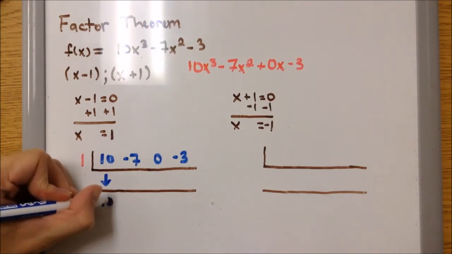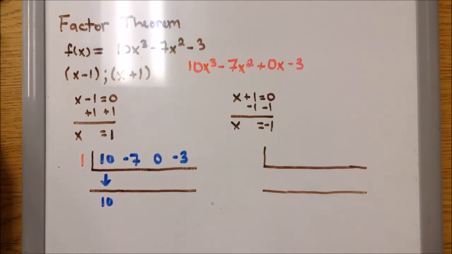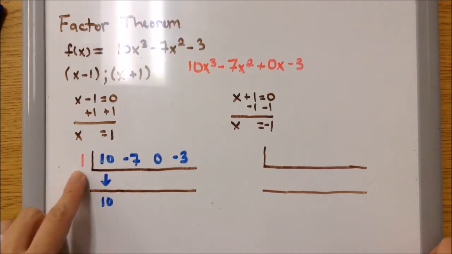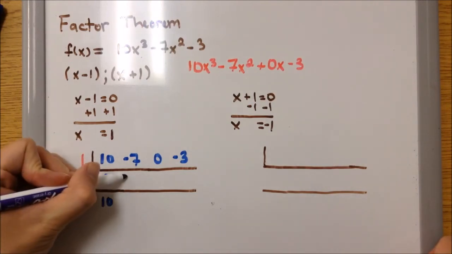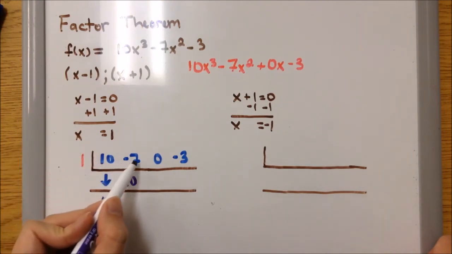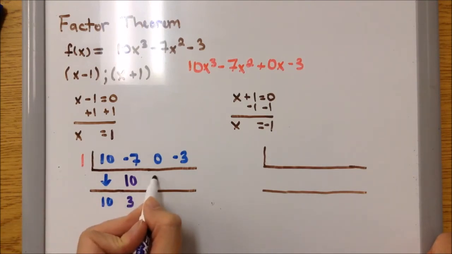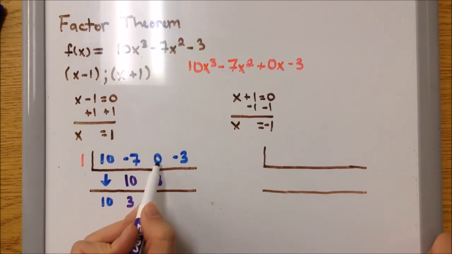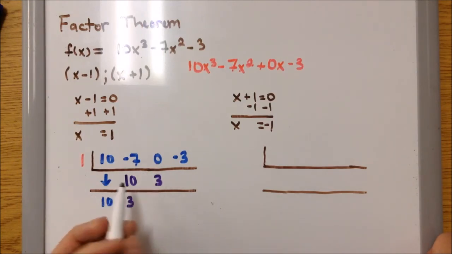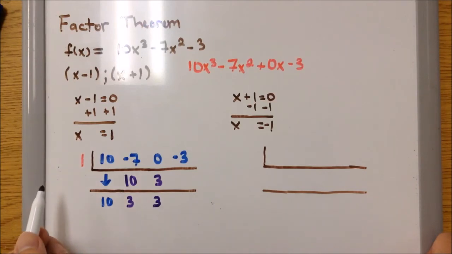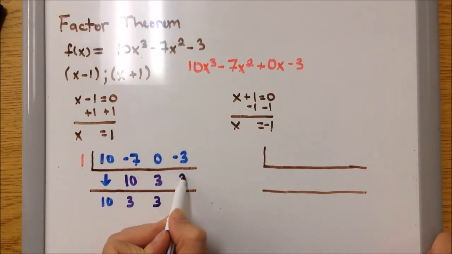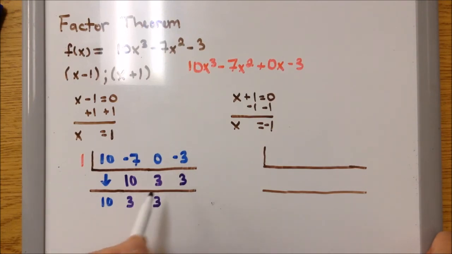So that's 10. Let's check. 1 times 10, that's just 10. And then negative 7 plus 10 would be a 3. 1 times 3, I'll put it right here. And after that, 0 plus 3, so that's just 3. And then 1 times 3 again will be 3. And then negative 3 plus 3 will be 0. So 0 is our last number, therefore it's our remainder.